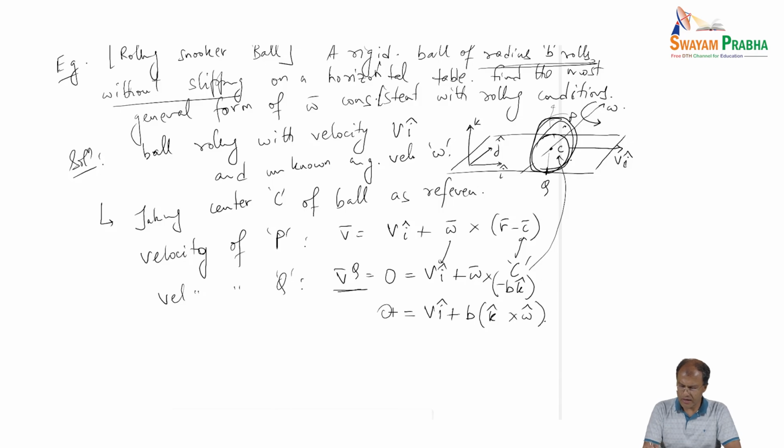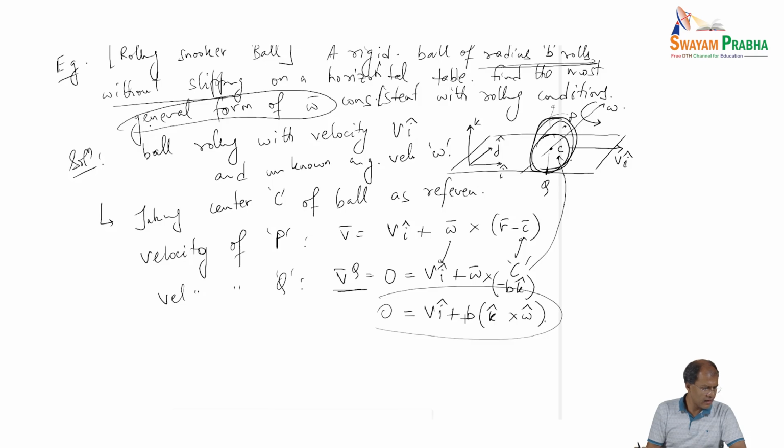We have to describe the general form of the angular velocity, right? Consistent with this rolling condition. So the general form is we are going to rewrite. So what did we get? We have this relation here. So let us try to process this relation a little bit. Let us try and take a cross product of this whole relation with respect to K. So let me call this 1. We take the cross product of 1 with respect to K.